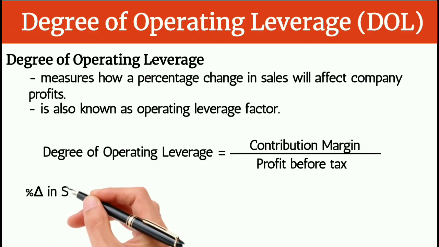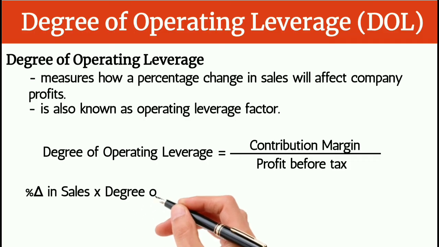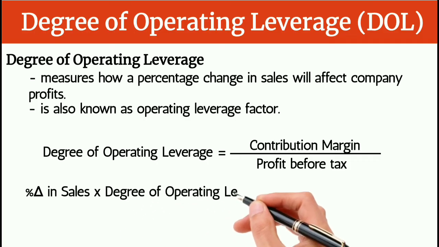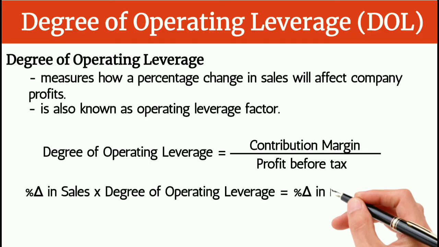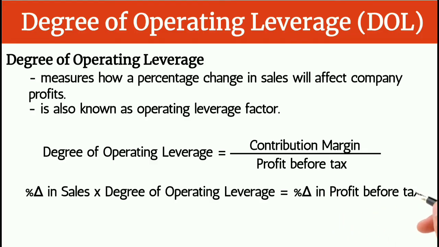The percentage change in sales times the degree of operating leverage is equal to the percentage change in profit before tax. As you can see, the degree of operating leverage is a multiplier. Meaning to say, if there is a percentage change in sales, ito yung imumultiply natin para malaman natin kung ano ba yung percentage change in profit before tax.